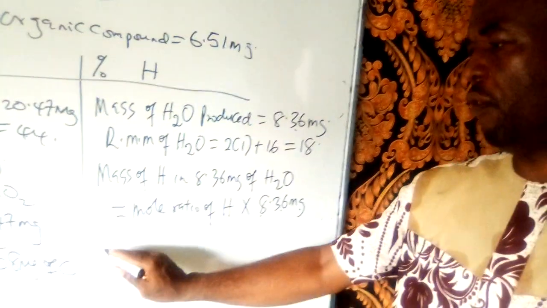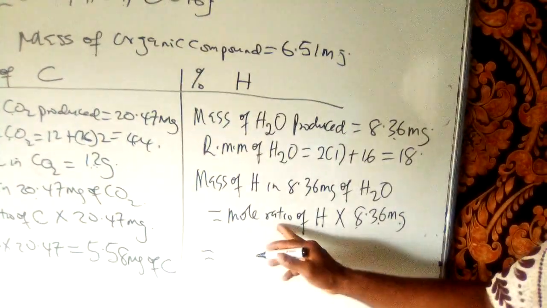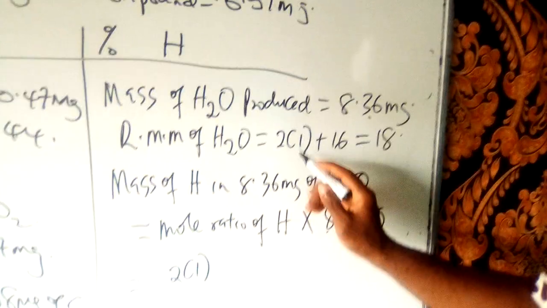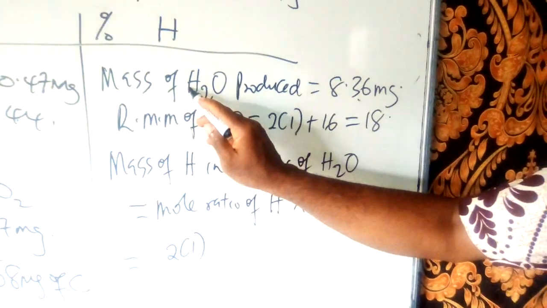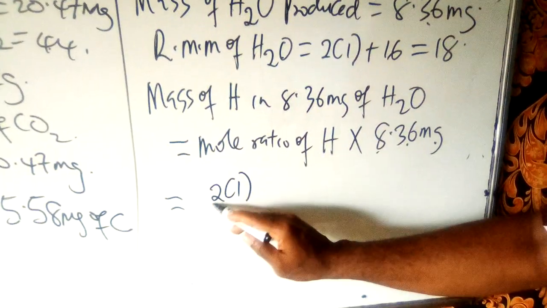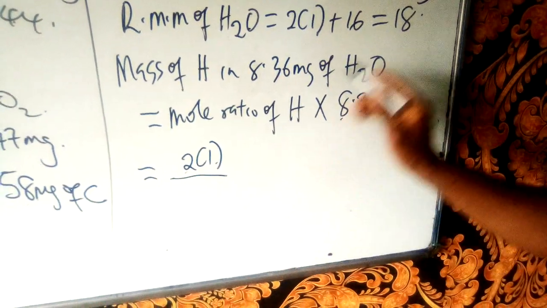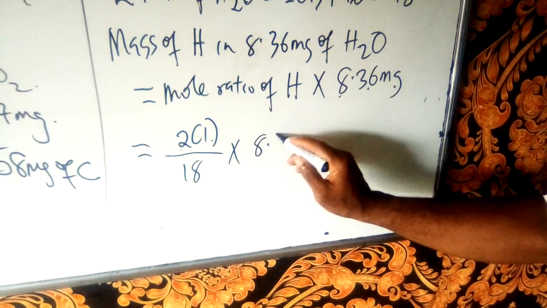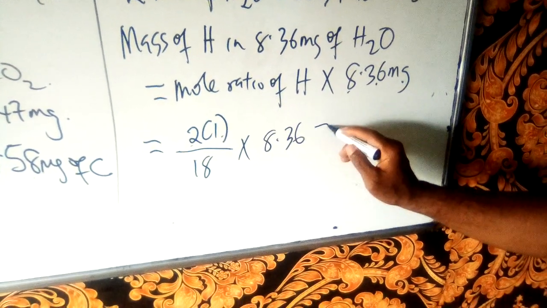So the mole ratio of hydrogen is going to be 2 times 1, because hydrogen is 2 atoms in water and the atomic mass of hydrogen is 1, so 2 times 1 all over the molar mass of water, which is 18, multiplied by 8.36 milligram.